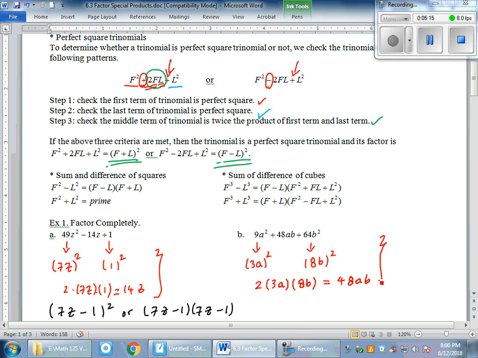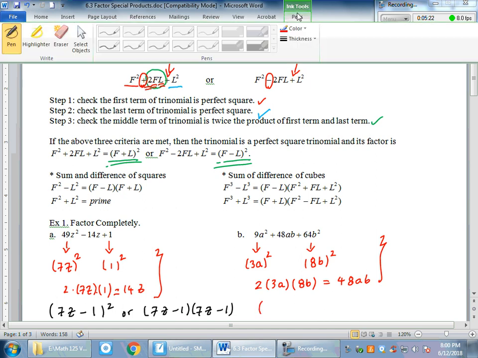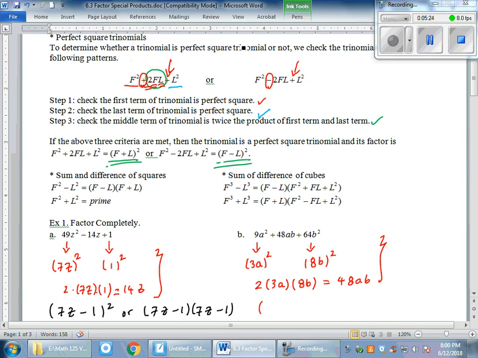So finally, I can say that my final answer for this perfect square trinomial will be first plus last, quantity squared, because these are both positive factors. Or you can write it down as 3a plus 8b times 3a plus 8b. So either way is perfectly okay.